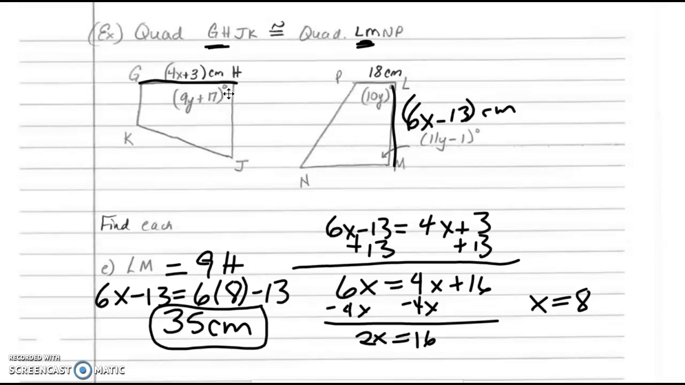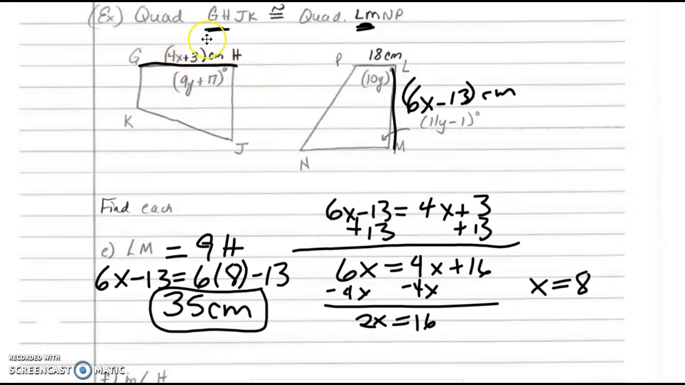M. Okay, so if you can't tell from the figures, then you look at how they wrote the congruent statement. See how they have quadrilateral GHJK is congruent to quadrilateral LMNP. H is in the second spot, so we know it matches up with angle M in the second quadrilateral. Okay, so we know H is 9y plus 17 degrees, and M is 11y minus 1 degrees.